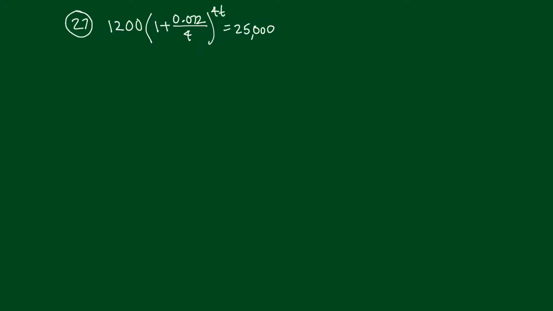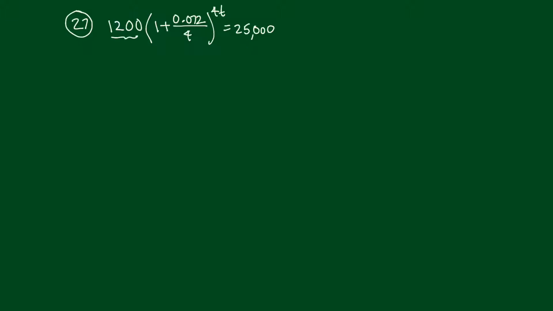Exponential equation, right? The variable is t. It appears in the exponent. So let's use logarithms to solve this. But I think what I'm going to do is undo a few things from this t first. Let's divide by 1200, all right? So that'll be a good place to start.